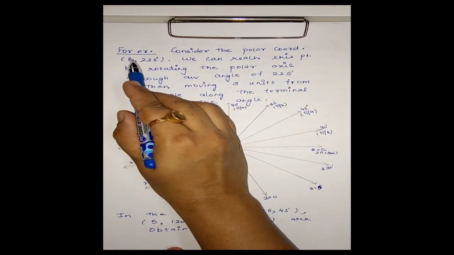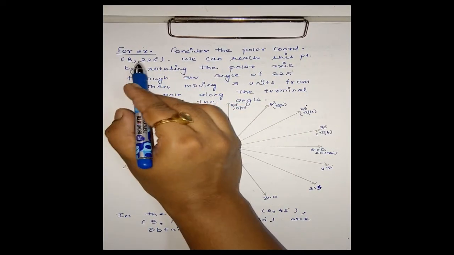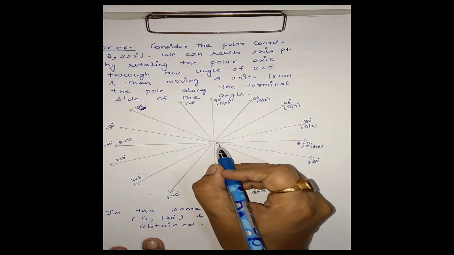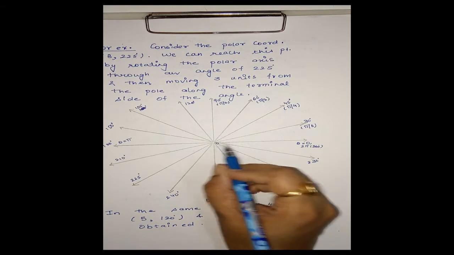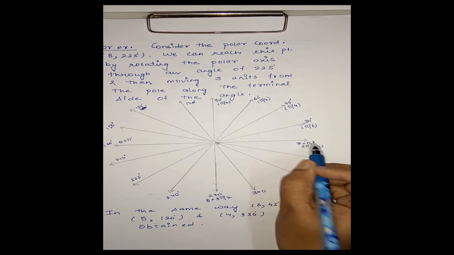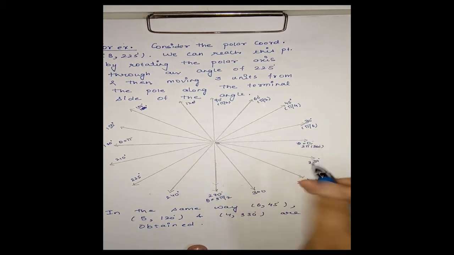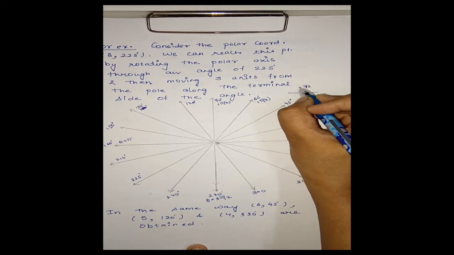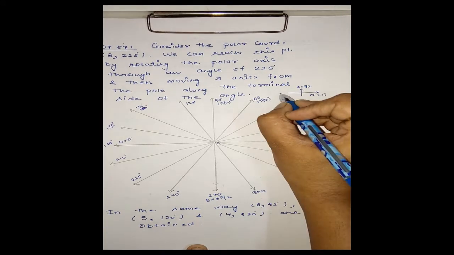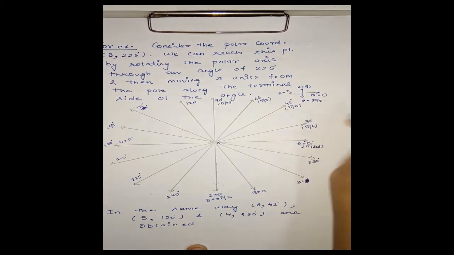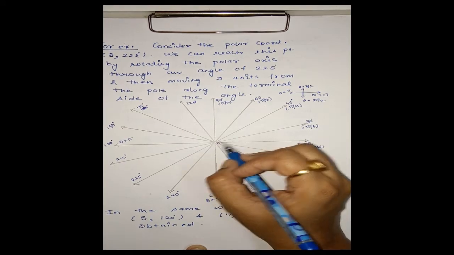Consider the polar coordinate (3, 225 degrees). Now let us plot this point on the graph. This is my graph. This is my origin, the pole O, and this is the initial line or the fixed line called the polar axis, where theta is equal to 0. This is when theta is pi by 2. This is when theta is pi, that is 180, and this is when theta is 270, that is 3 pi by 2. Now we can draw these lines.